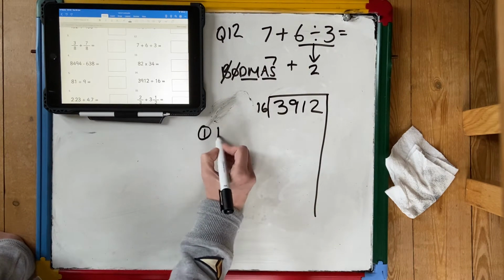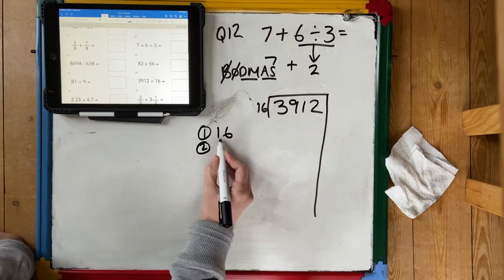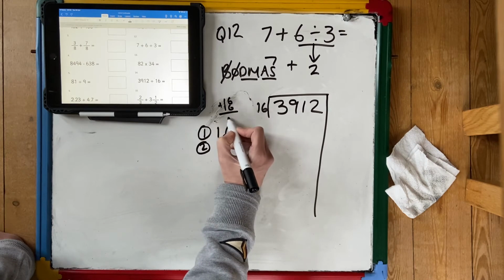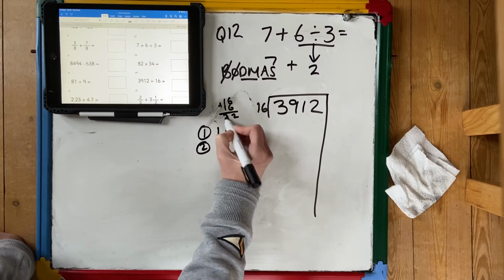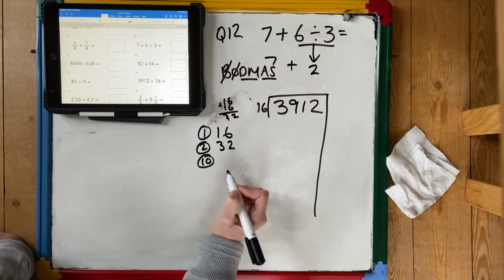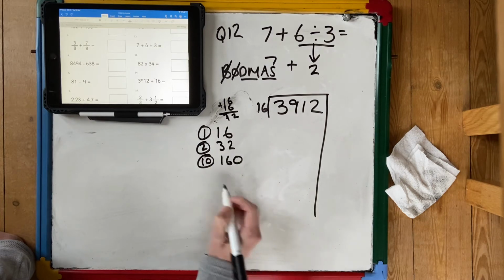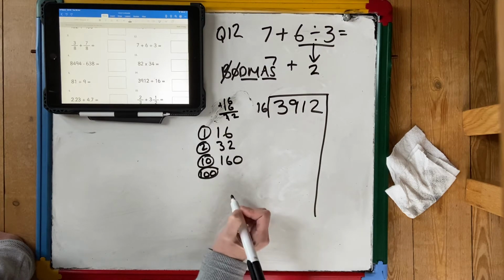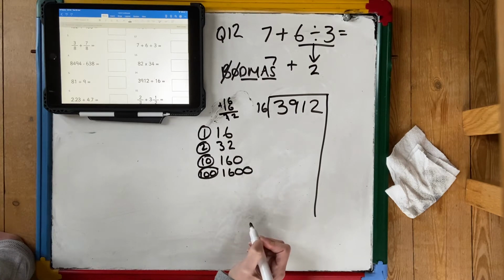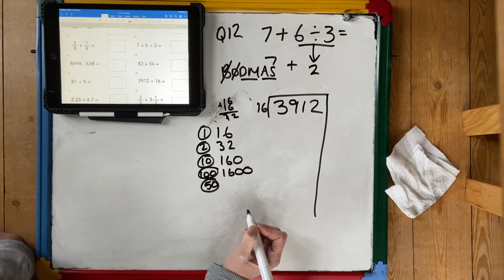So 1 times 16 is 16. What are 2 16s? Well, 16 add 16. 6 add 6 is 12. 1, 2, 3. So 2 16s is 32. What are 10 16s? Well, there's 1 16, so 10 16s is 160. What's 100 16s? Times it by 10 again. 1,600.